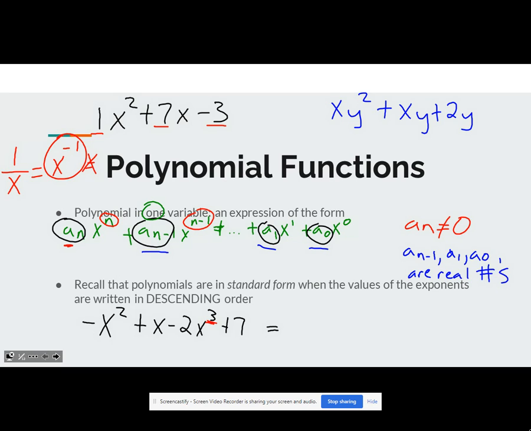So how we would rewrite this is negative 2x cubed. Now we'd look for our next highest exponent. In this instance, it's 2. So then we have negative x squared. There's a 1 attached to this x, plus x. And then our constant over here, plus 7. So make sure to write the polynomials in descending order for standard form.